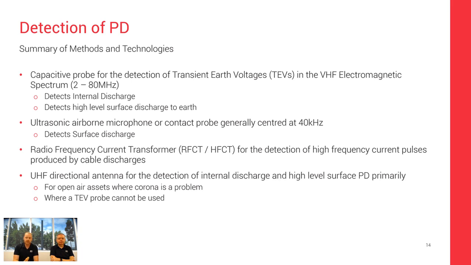When you've got PD inside cables, a very effective way of detecting it is by using what's called RFCTs or HFCTs, which stands for radio frequency current transformers or high frequency current transformers. That is effectively picking up the EMF signals given off by a spark, and those EMF signals are bouncing up and down the cables and reflecting off different impedance changes within the cables. Another technique we use is the UHF technique. When PD occurs, it will give off ultra high frequency signals, and we can detect that using UHF detection.